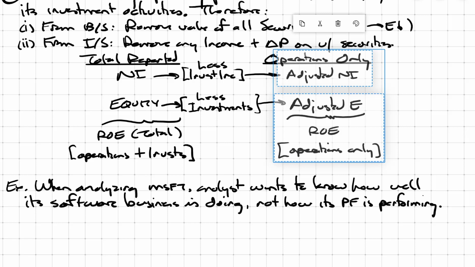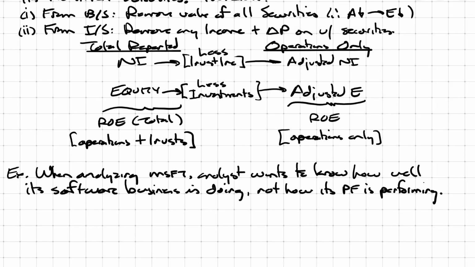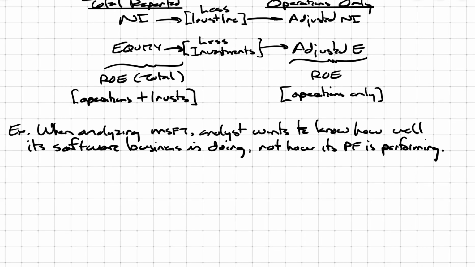And really, investment income is not why this company got into business. It's not an investment management firm. It's in the business of making widgets. So what the analyst is more interested in is how's your profitability in making widgets. And a real life example, so when we're analyzing Microsoft, the analyst really wants to know how well its software business is doing, not how well its portfolio is performing.